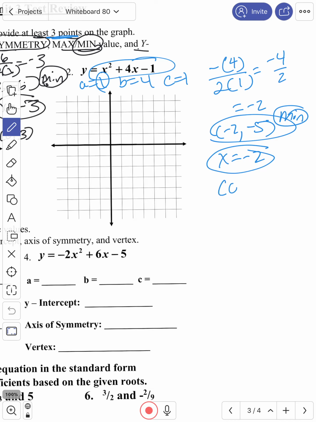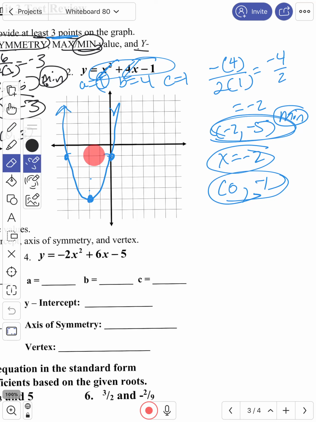And now it also asks for my y-intercept. If I fill in 0 right here, I have negative 1 left. These just go to 0. So my y-intercept is 0, negative 1. My vertex is negative 2, negative 5, 1, 2, 3, 4, 5. And due to symmetry, if there's a point here, there's a point over here, because it's cut right in half. And so there's my answer to that. All right, now for the rest of it.